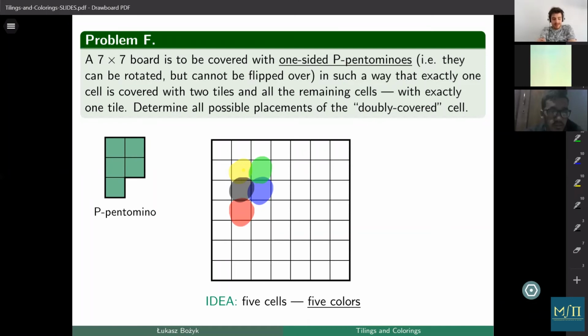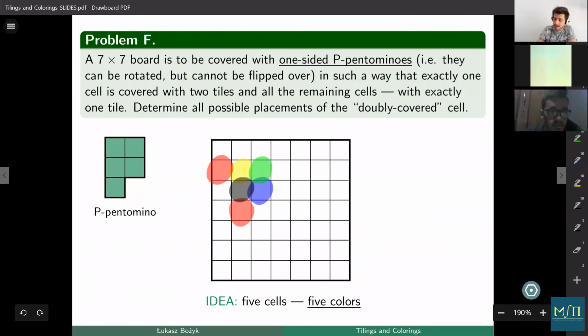And what are other possible placements? For example, this is a possible placement, which means that if we want to have this coloring work as we want, we need to have this cell red. Right. Oops.